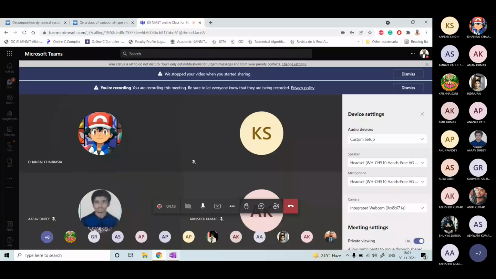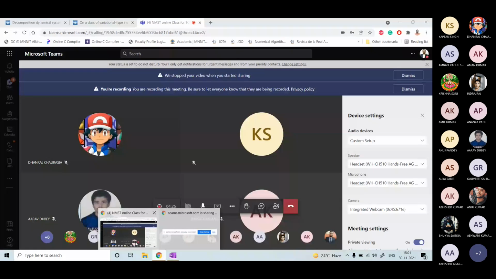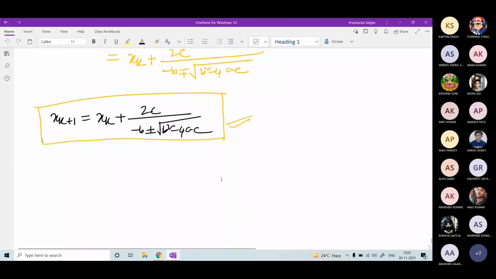Mueller method. So we discussed the theory of Mueller's method. Do you see my screen? Yes, sir, it's visible. Okay. So we discussed Mueller's method.